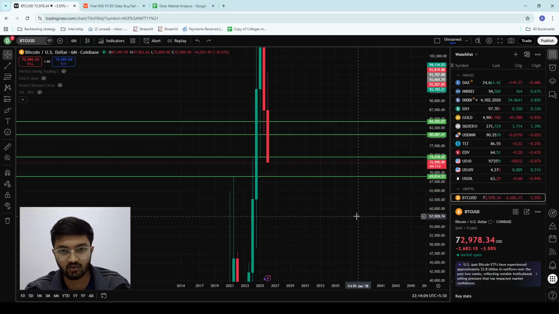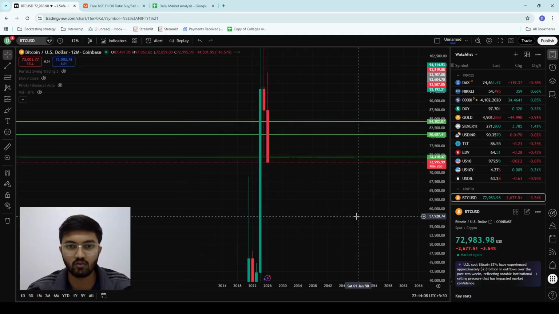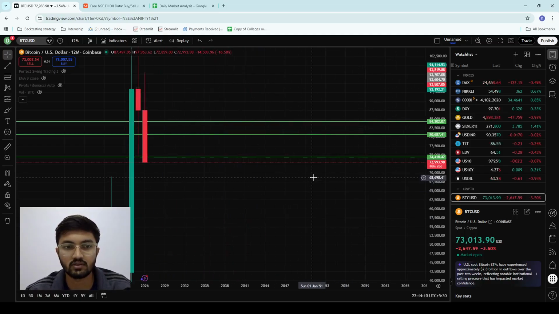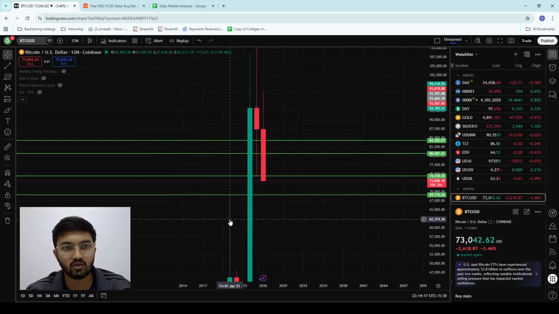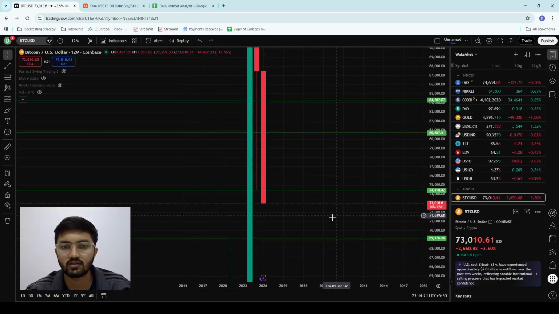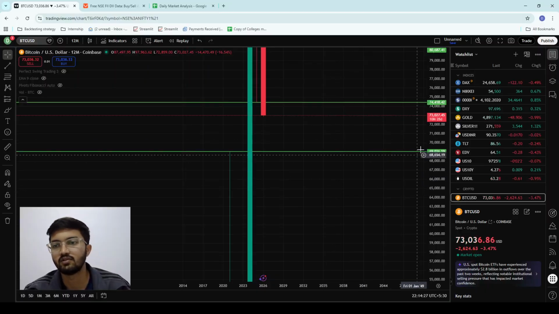These are numerous resistances. So this is the major support that Bitcoin is going to take, around 69,176. 69,000 is going to be the next support.